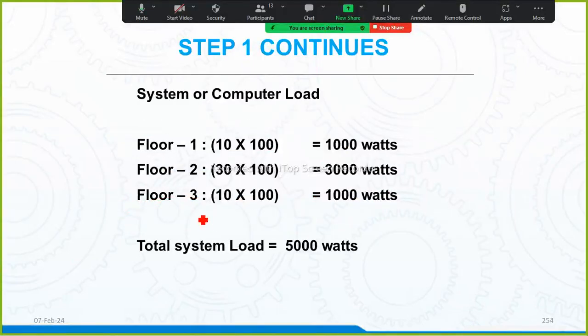Next, coming to the sockets or computer load. Floor 1, we have 10 sockets, 10 systems. So 10 into 100, that is equal to 1000 watts. 30 into 100, that is 3000 watts, and 10 into 100, that is equal to 1000 watts. So the total system load is how much? 5000 watts is the total load.